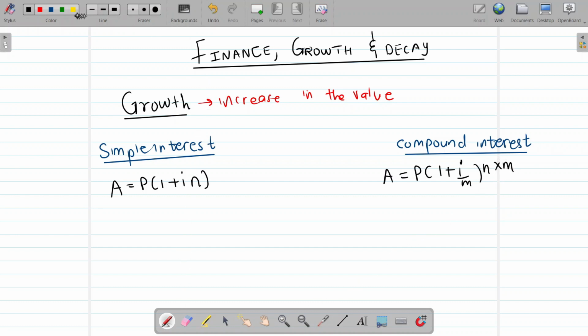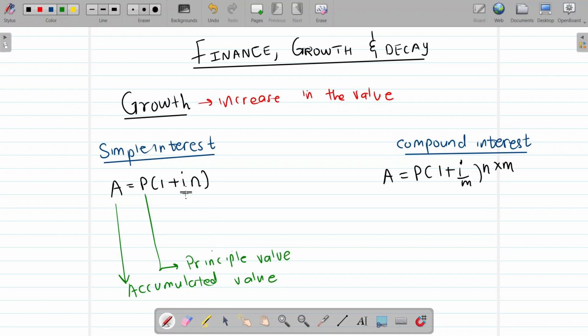So now let's get into what each of these variables mean in the formulas. A is called the accumulated value. This is the value of your investment after it has grown, after it has gained interest. And then we have P, which is the principal value. This is the initial value of your investment, the one that you put in. And then i is your interest rate. It is always represented as a percentage. And then n is the number of years.